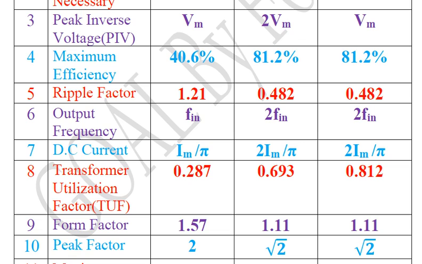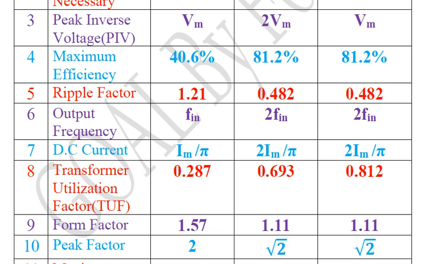Next point is maximum efficiency. In case of half wave rectifier, maximum efficiency is 40.6%. In case of center tap rectifier and bridge type rectifier, efficiency is 81.2%. Next point is output frequency. In case of half wave rectifier, output frequency is Fin. In case of center tap rectifier, output frequency is 2 Fin. In case of bridge type rectifier, output frequency is 2 Fin, where Fin is the input frequency of the rectifier.